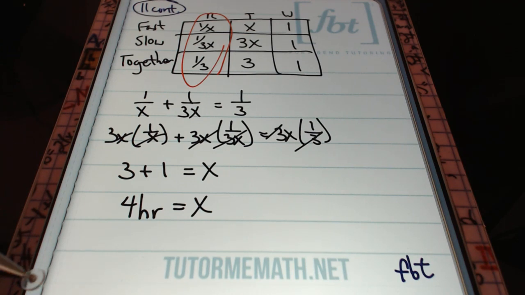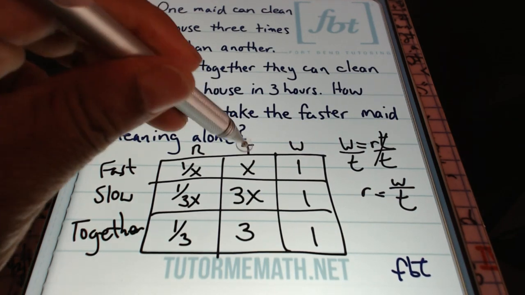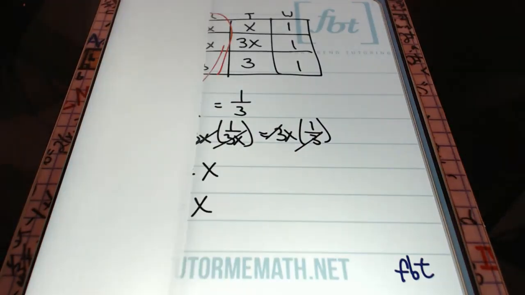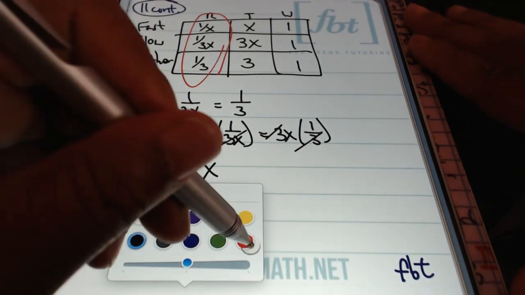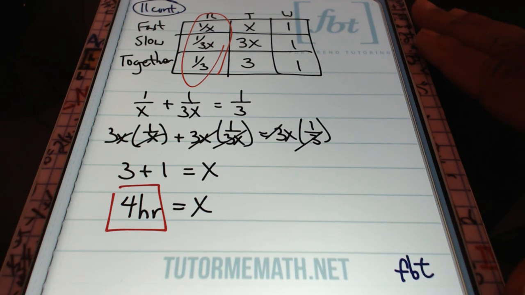Let me go back and look at this question again, guys. This question said, how long would it take the faster maid cleaning alone? We said earlier, guys, that the fast maid does it in x hours. Didn't we just solve for x? Did I just not put a red box around my answer? Done and done, guys. The answer is 4 hours.